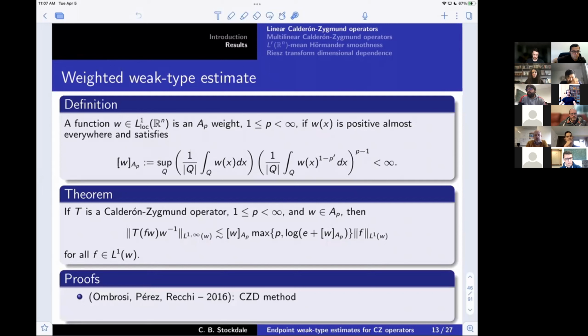The first proof was given by Ambrosi, Perez, and Recchi in 2016. Their proof is a variant of the classical Calderón-Zygmund decomposition, and in the same paper, from the result that I had in the previous slide, you can use that same proof technique where you simplify the Nazarov-Treil-Volberg inspired proof, and you can obtain this weighted inequality as well with the same quantitative dependence.